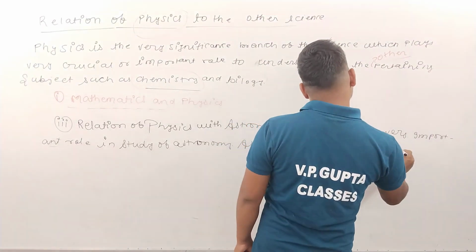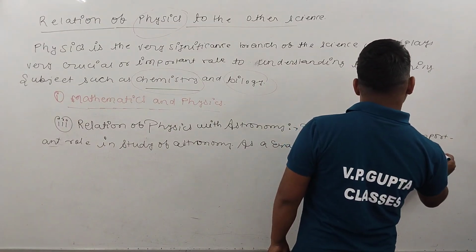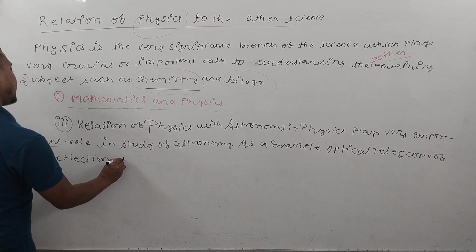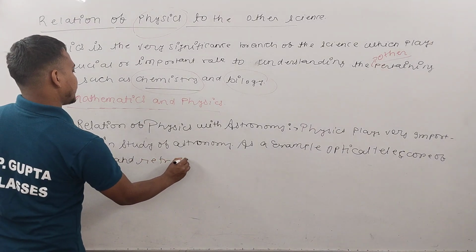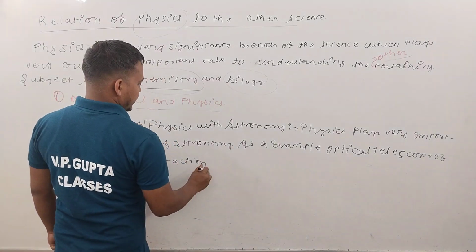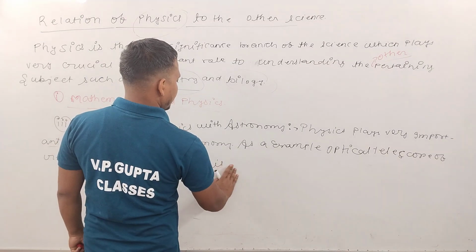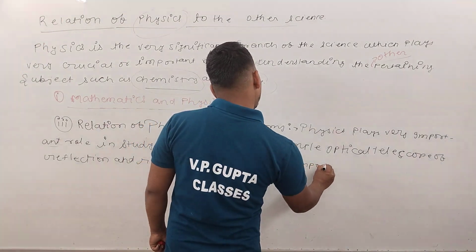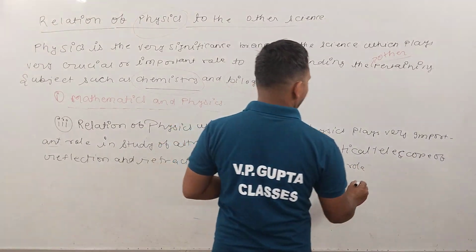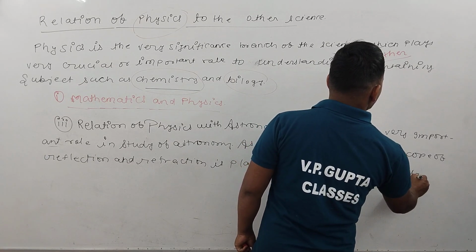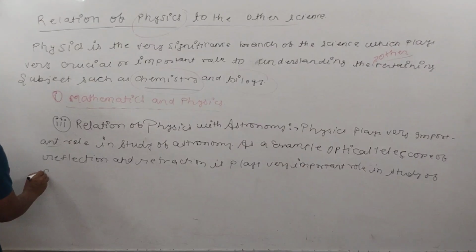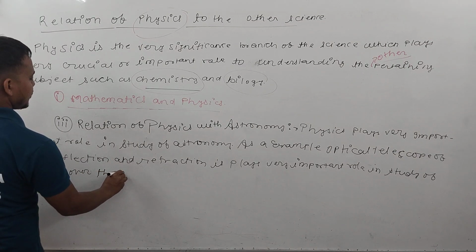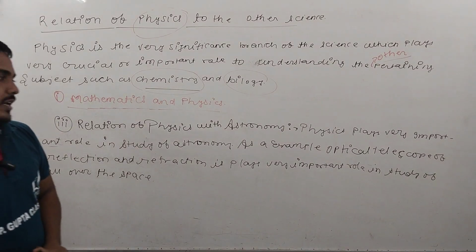As an example, the optical telescope, with reflection and refraction, plays a very important role in the study of all over the space. Okay. Now write this down.